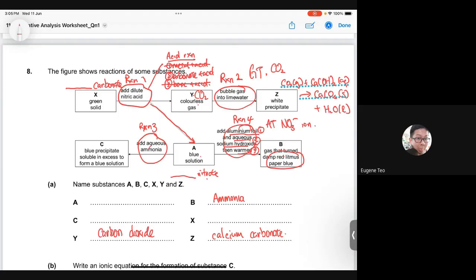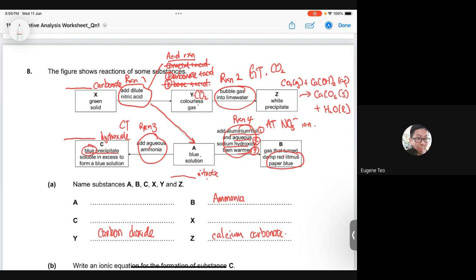Next, reaction 3. I got aqueous ammonia over here. If I just add aqueous ammonia itself, you know that this is a cation test. And for a cation test, if I got a blue precipitate form, remember all your cation tests, you always got something hydroxide as the precipitate. What hydroxide is this?